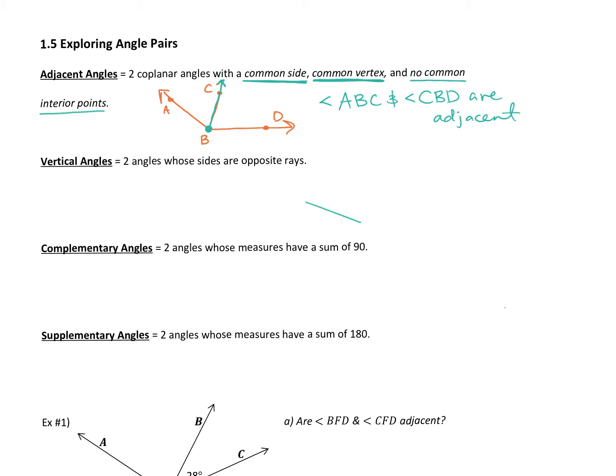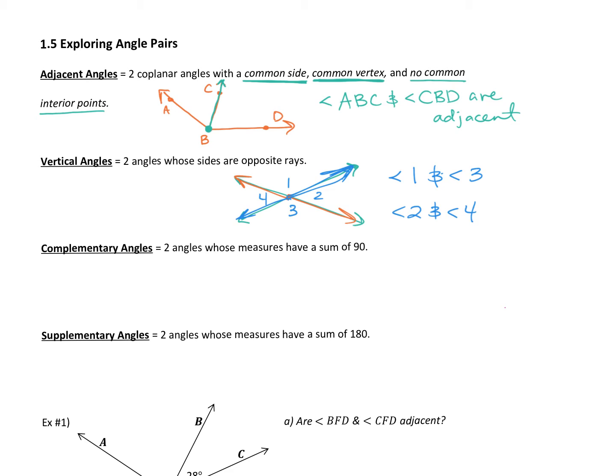So if I were to draw a picture like this, okay, yes, their rays are opposite. These are opposite rays, and these are opposite rays. But the vertical angles here, if I call this angle 1, angle 2, angle 3, and angle 4, the vertical angles are the ones that are across from each other in the picture. So for instance, in this picture, it would be angle 1 and angle 3, or angle 2 and angle 4.